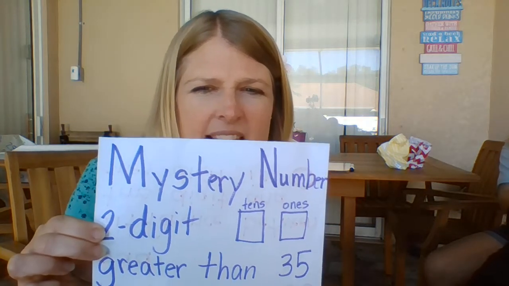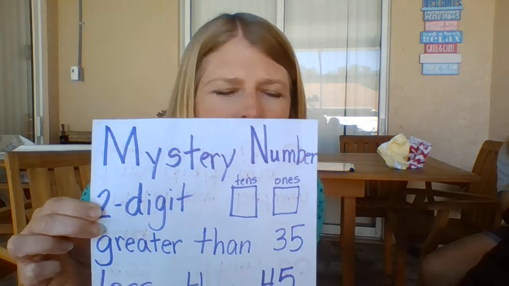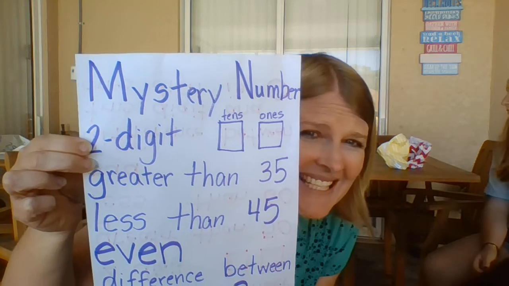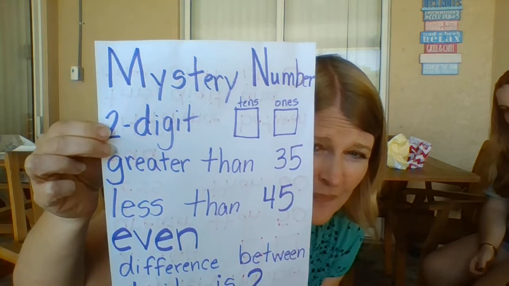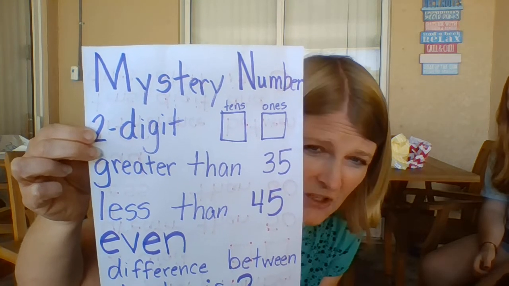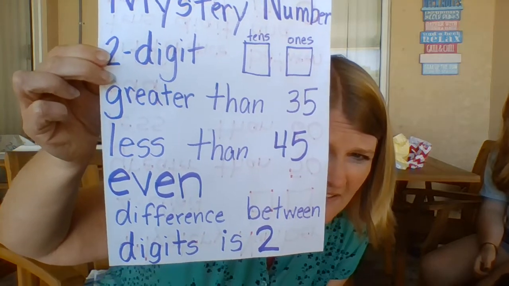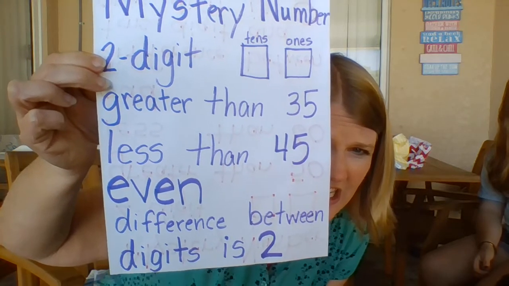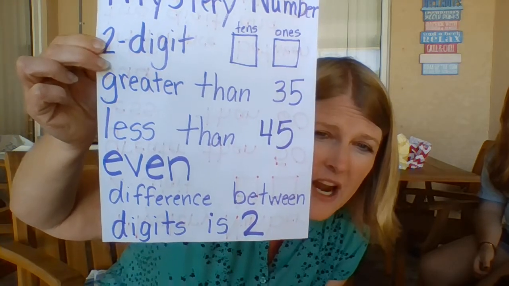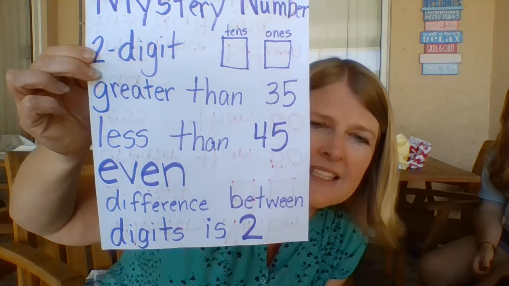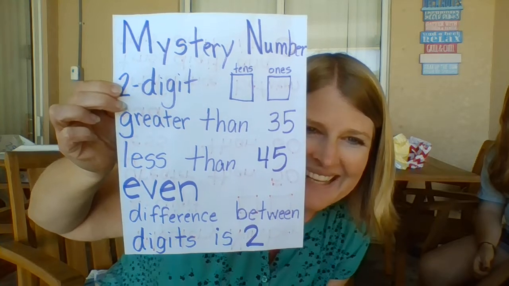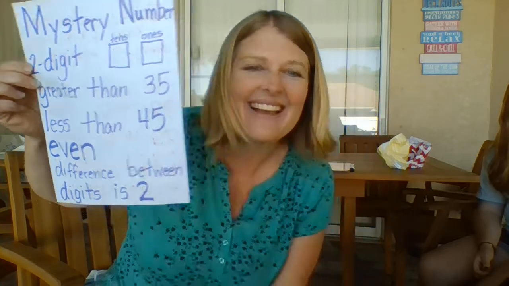Here we go. It is a two-digit number again, tens and ones. It is greater than 35. It is less than 45. It is even. So it has a partner today, 2, 4, 6, 8, or 0. The difference between the digits is 2. So when you do your subtraction, the difference will be 2. There's your mystery number of the day. Submit those answers to me. I love it.